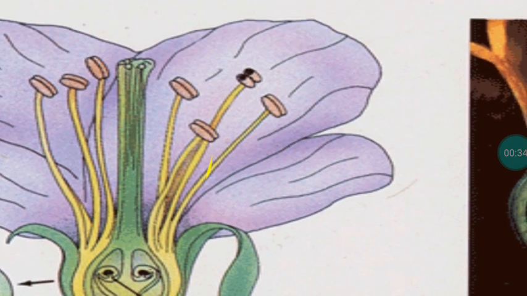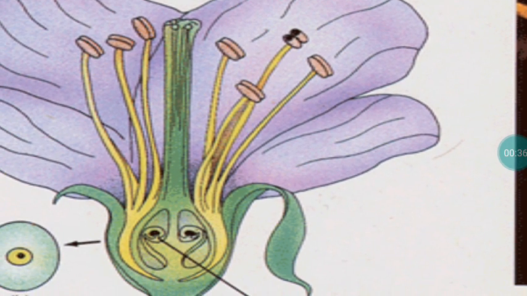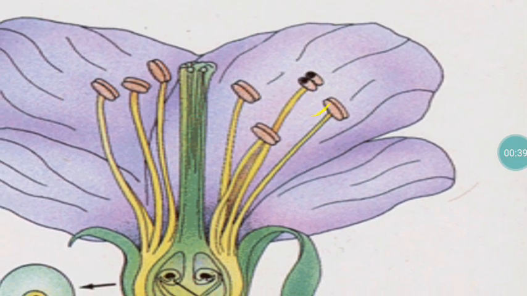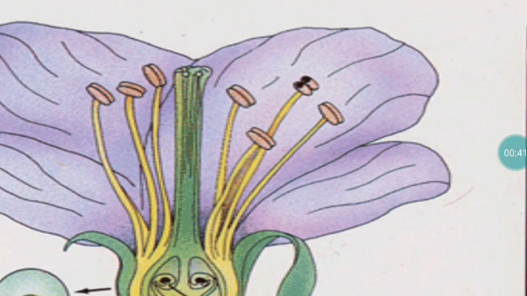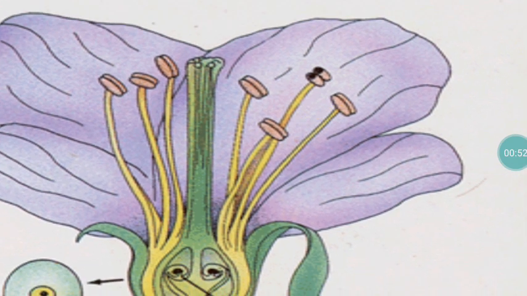Here you can see a filament, which will have anther sacs. Within the anther sac, there are pollen grains. Pollen grains are the male gametophyte, and each pollen has two male nuclei. The pollen grains will be released at the time of maturation of the anther sac. The anther sac will burst and release the pollen grains, and the pollen grain will reach the stigma.